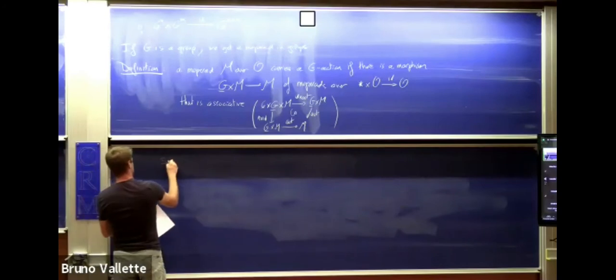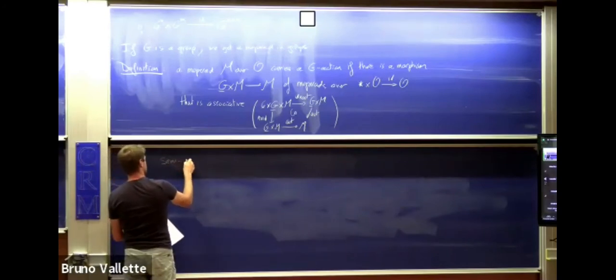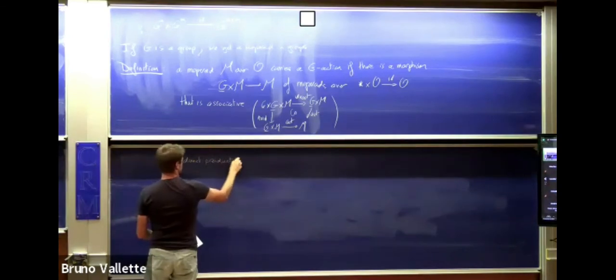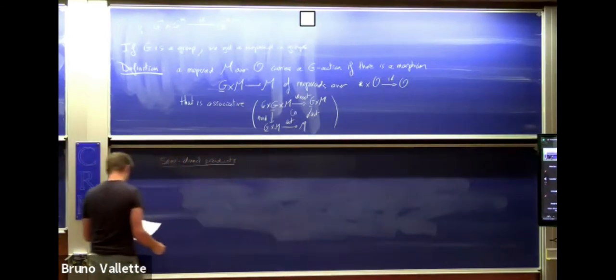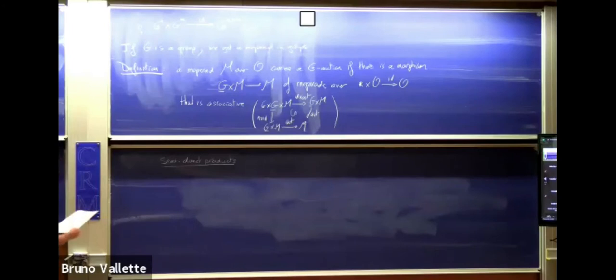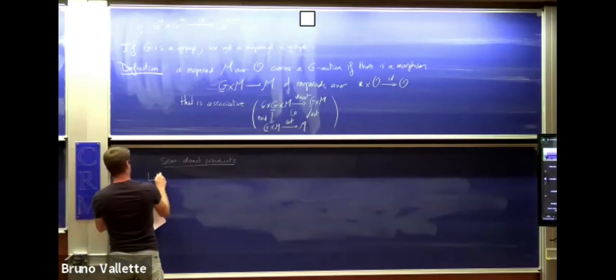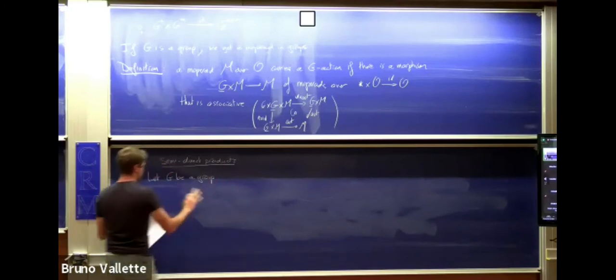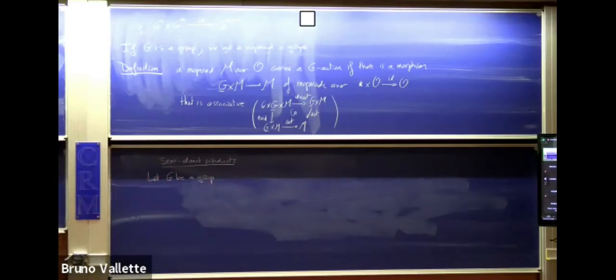I'll talk about it in a very specific context, which is the one I'm interested in, which is the one of groupoids. So let G be a group. And for the moment, there won't be any operad or moperad. That's general constructions about groupoids.